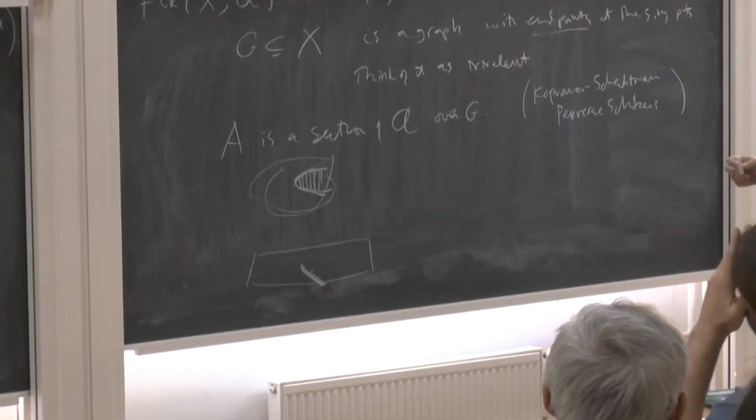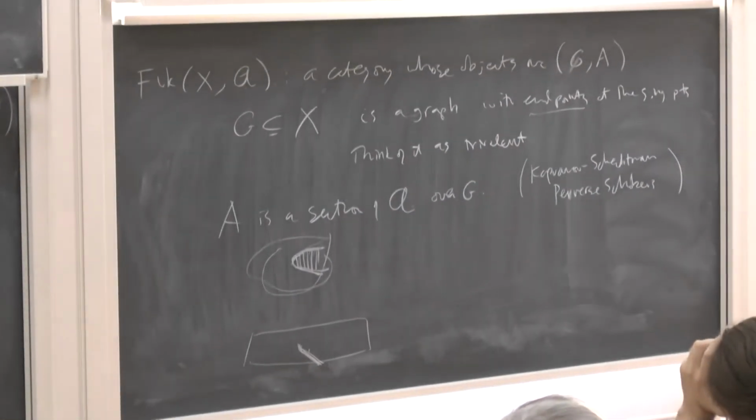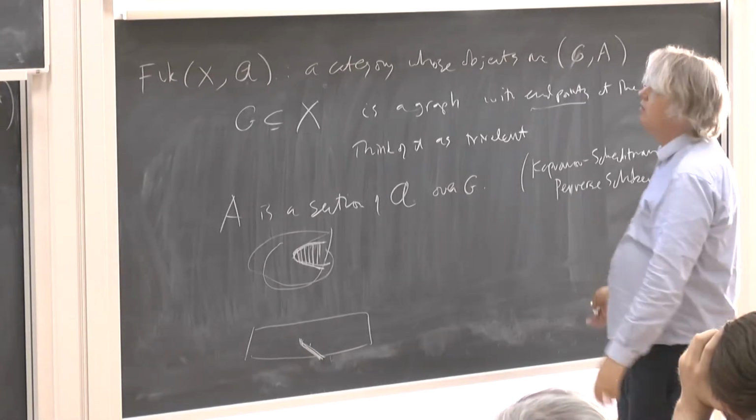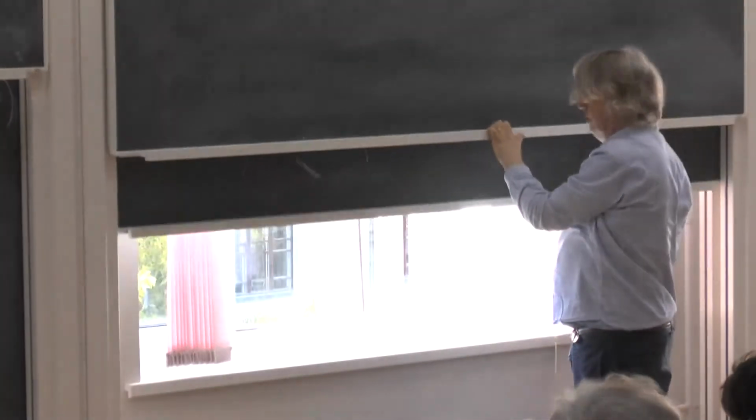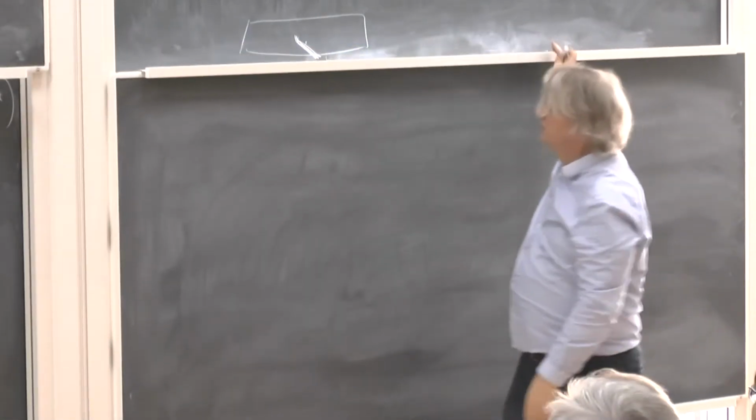Okay, but now let me get to the key point here, which is what happens at a trivalent vertex of the graph G. And that's what corresponds to a collision.